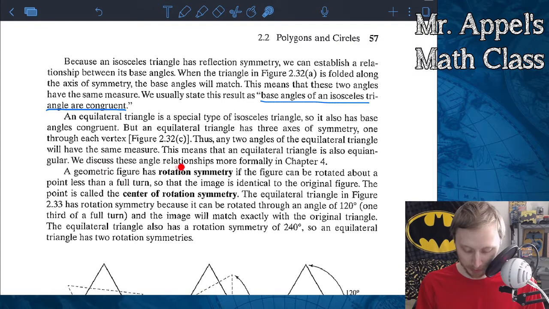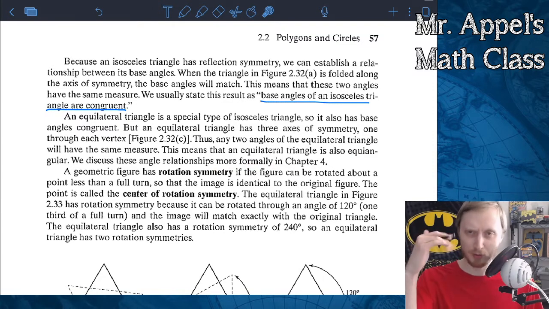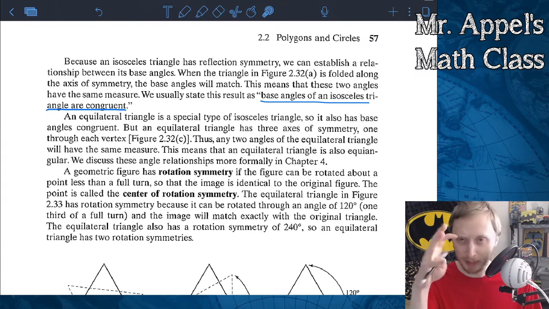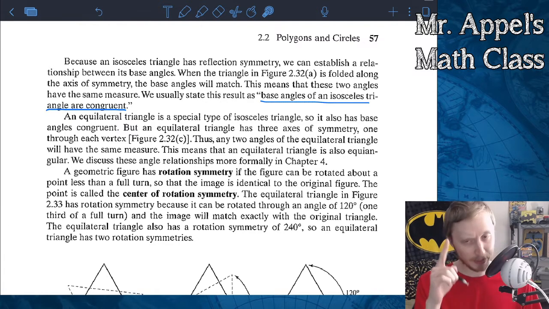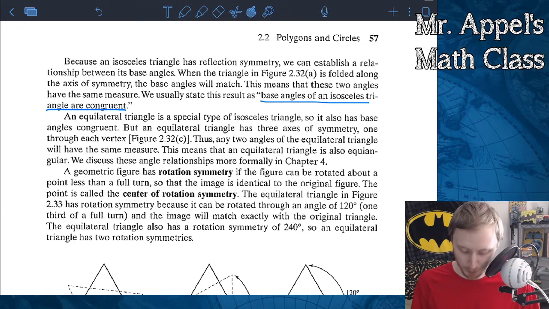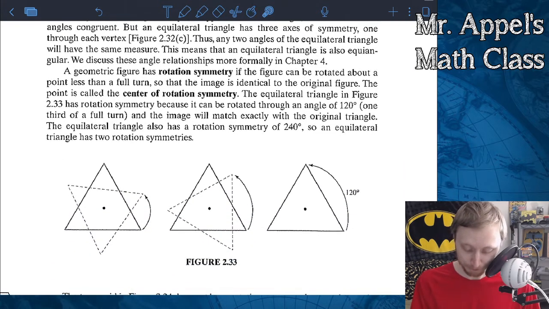We discuss these angle relationships more formally in Chapter 4, and that's where we will take this thought process and formalize it again into a proper, rigorous proof that no one can poke any possible holes in. But what about, technically, but, right? We have to get technically correct with it. That's what a proof is for. Something to look forward to.